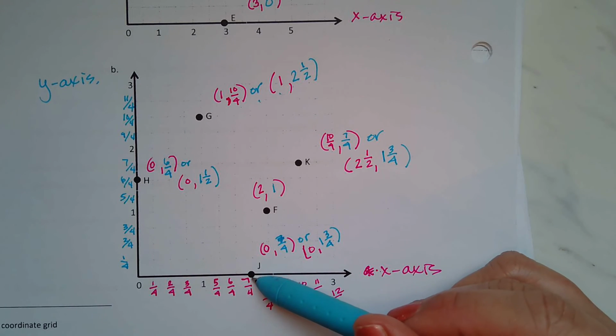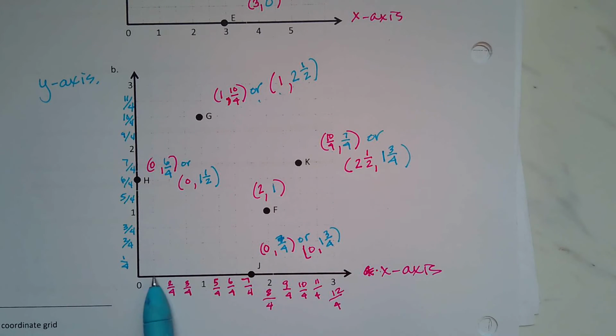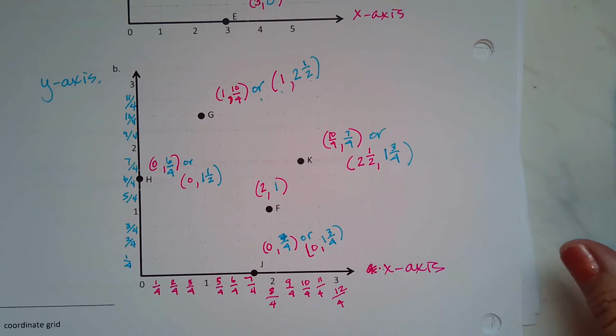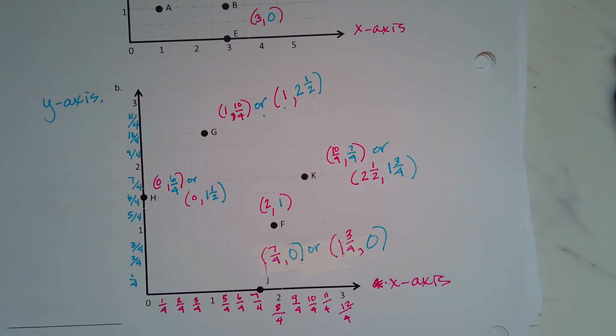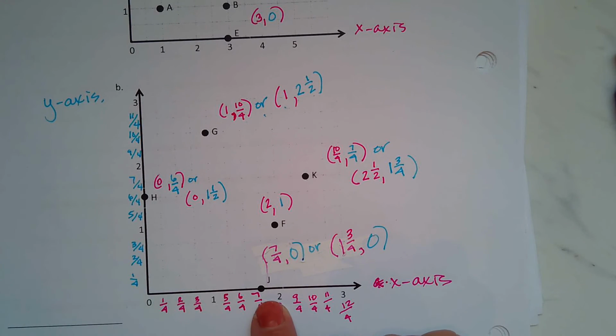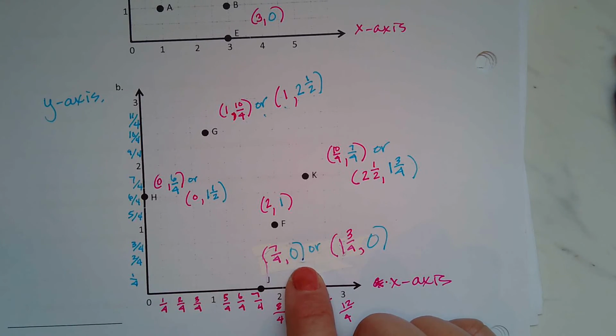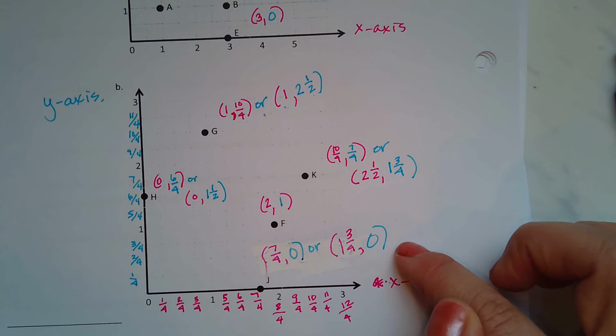Then we have 0, because we always start on our x-axis and we go up 0. Oh, I think I just wrote that backwards. Oh my gravy. Let me fix that right now. Okay, I just went back and fixed it. I don't know what I was thinking. 7/4, you have to go over 7/4 and you're going up 0. So it's 7/4 and our y coordinate is 0. Or you can write 1 3/4 and 0.